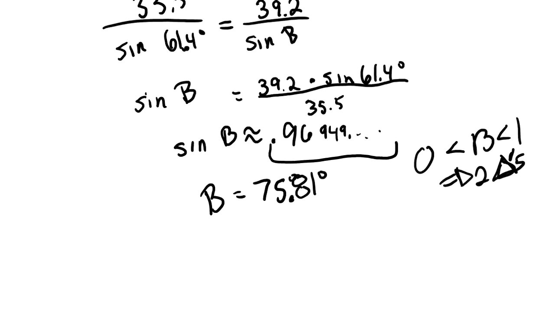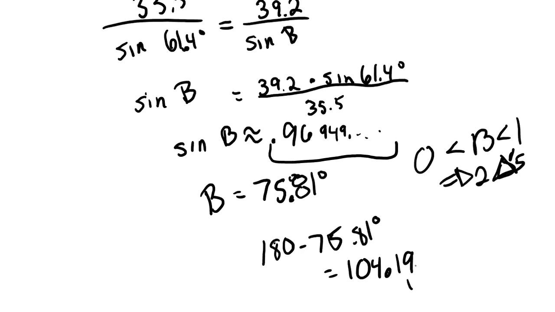And back to one of our references earlier on in the video, we know that we can find the other angle by doing 180 minus 75.81. And that's going to give us the other angle, which is 104.19.